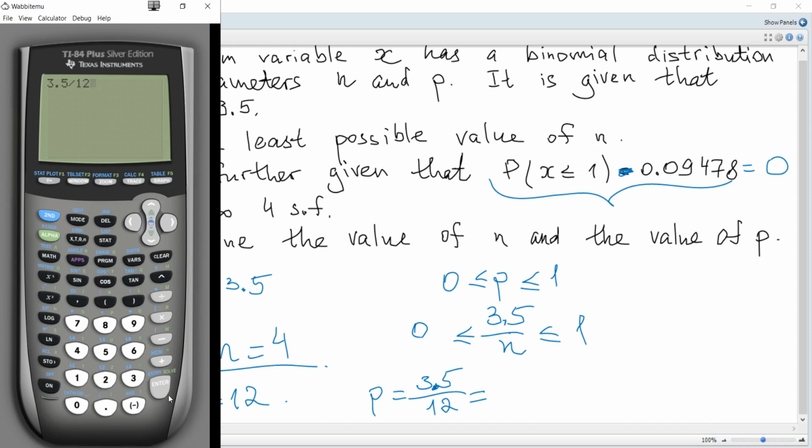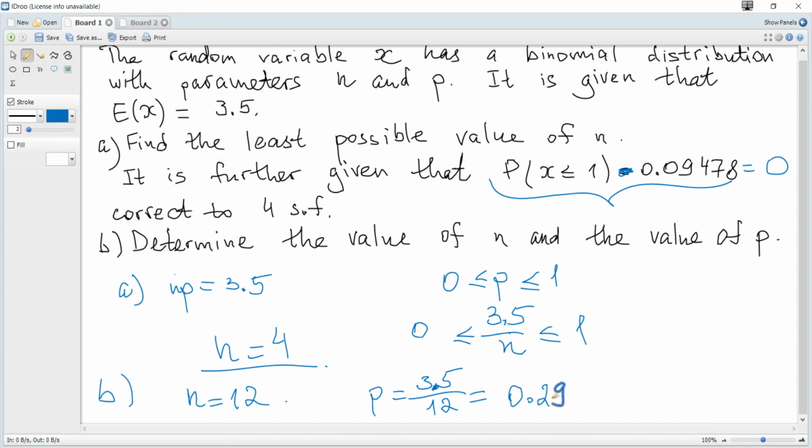Divided by 12. So the probability is 0.292 to 3 significant figures. And that's all for this question.